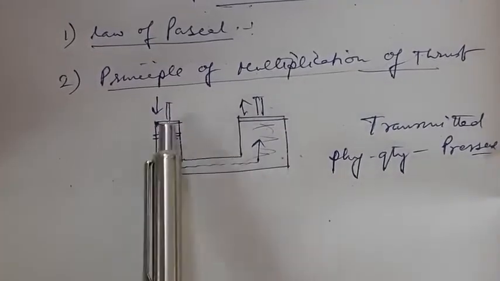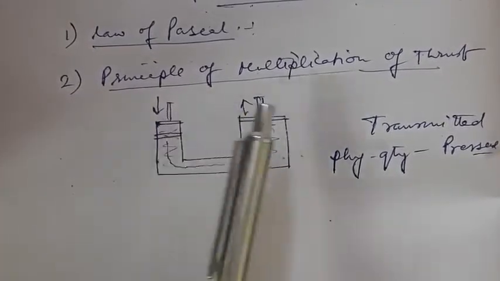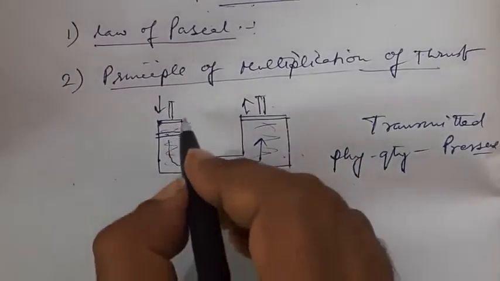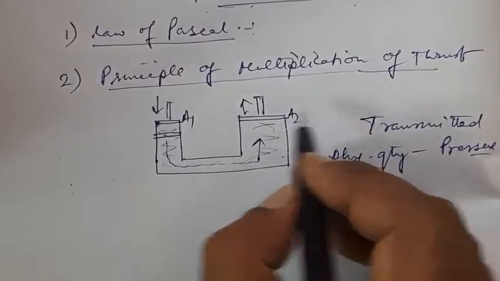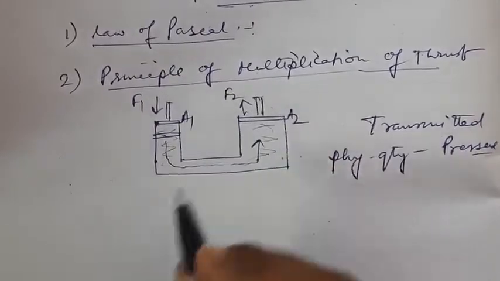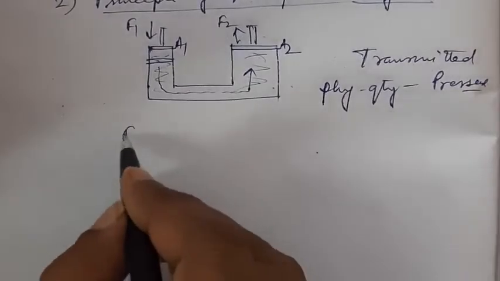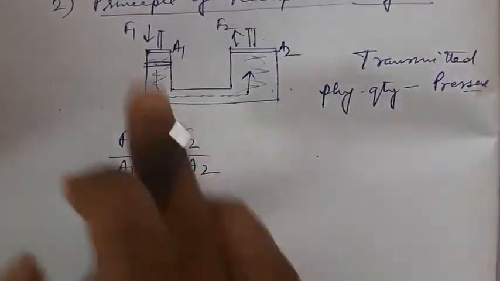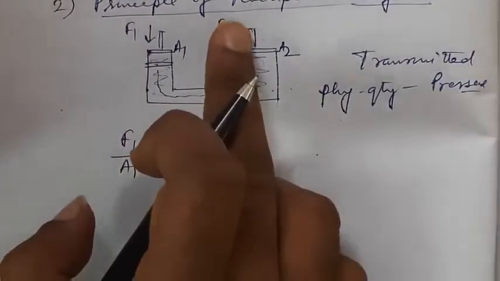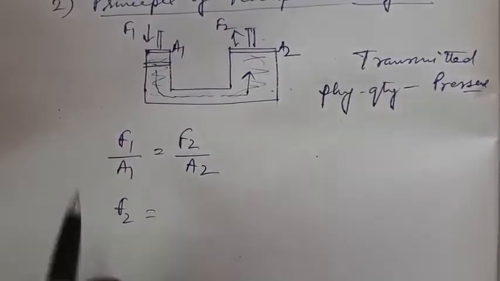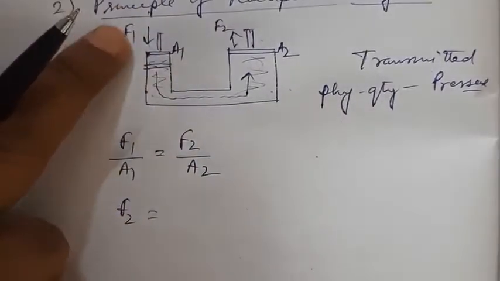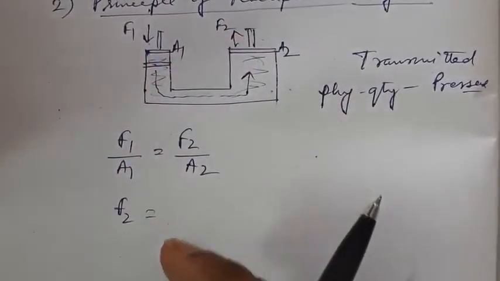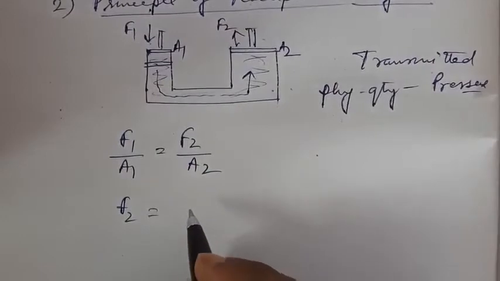So the pressure at these two points, the smaller piston and the larger piston, must be the same. If the area of cross section of this piston is A1 and of the other is A2, and the forces applied are F1 and F2, then F1 by A1 is equal to F2 by A2. So the pressure at the two pistons must be the same. Now we have to calculate F2 because F2 is the output. F1 was the input, that means we are applying the force on the first piston, and F2 is the result or output that we receive.